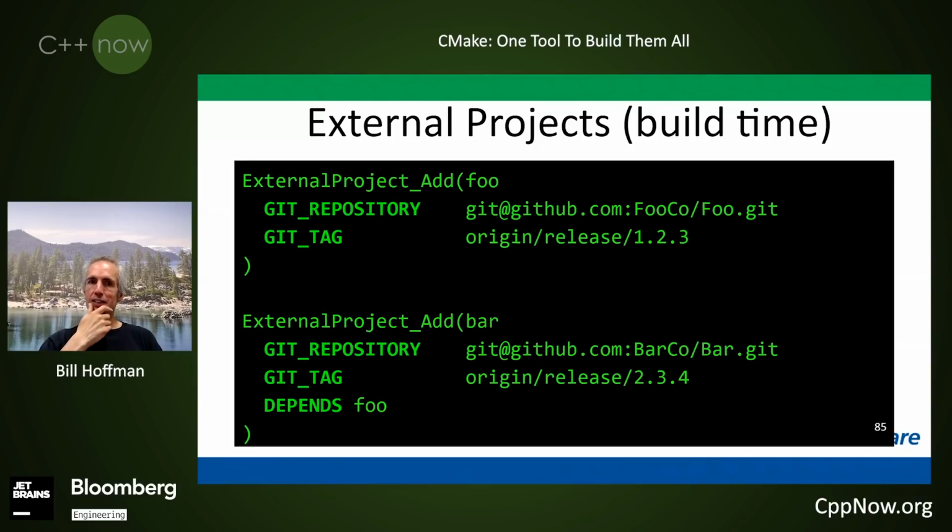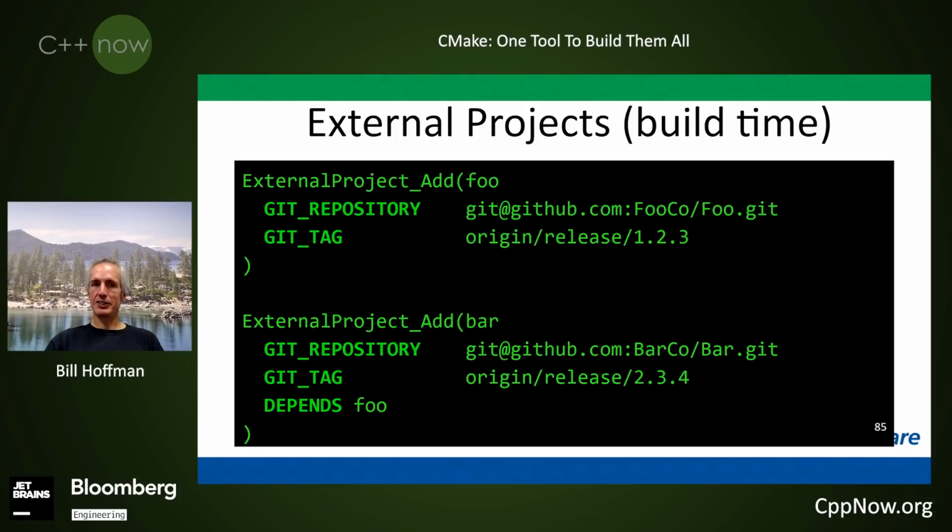CMake also has external projects. This is a system inside CMake for referencing a project, and this happens at build time. So I say ExternalProject_Add foo. I give it a Git repository and a tag that I want. And I've got a couple of projects here, foo and bar, and bar depends on foo.